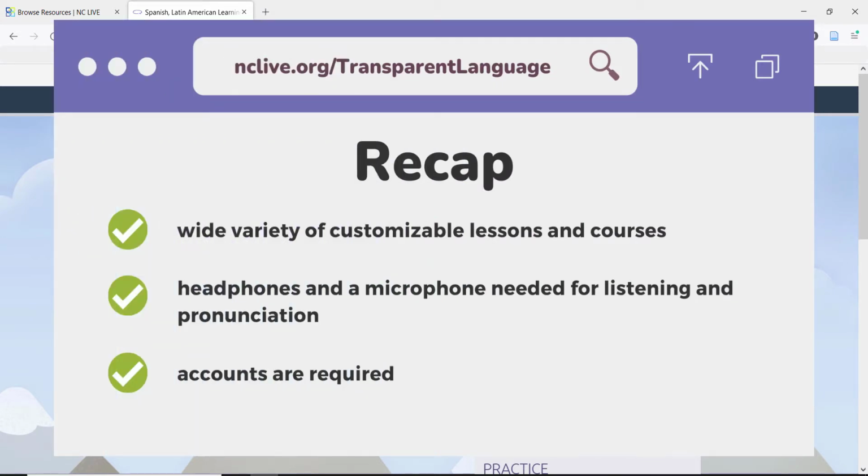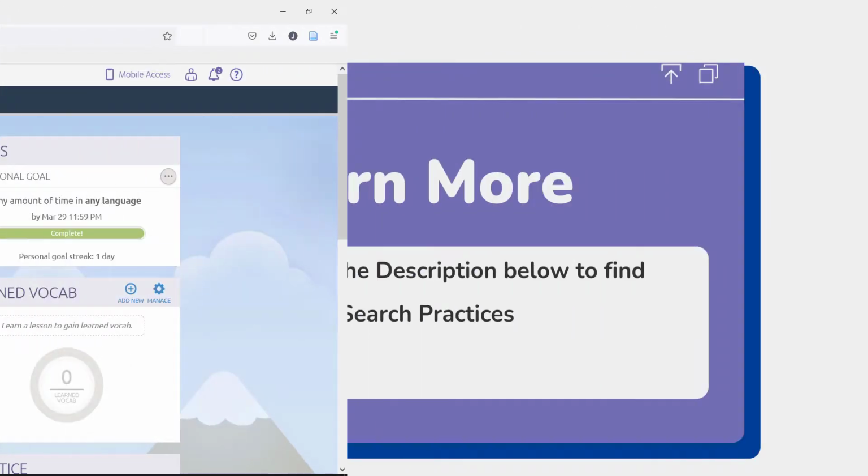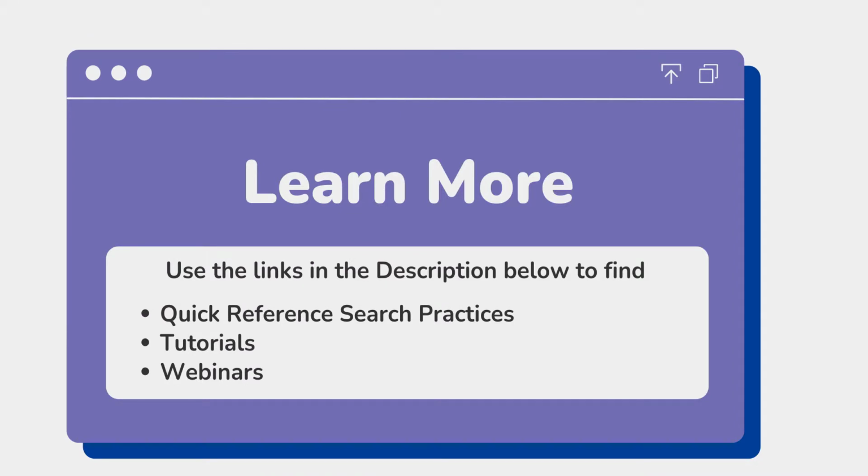It provides many different lessons, units, and courses, and patrons can choose which ones they want to complete in their learning pathway. There are a lot of options for listening and pronunciation, so make sure patrons have headphones and a microphone and space for noise. And patrons will need to create an account to learn a language. NC Live has additional training on using Transparent Language. You can find links to those resources in the description section below.